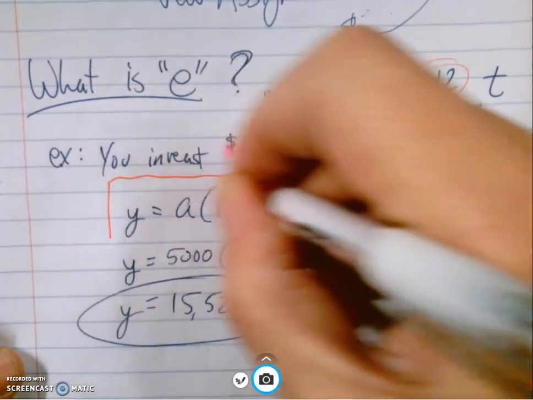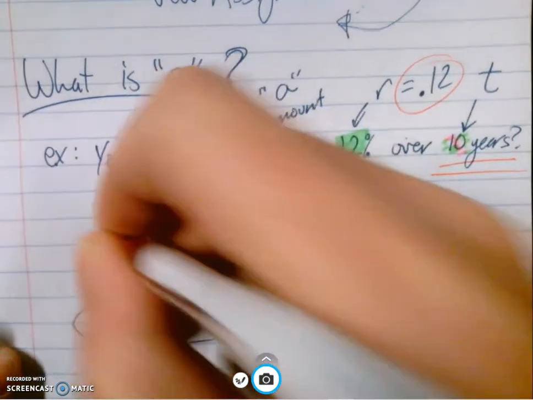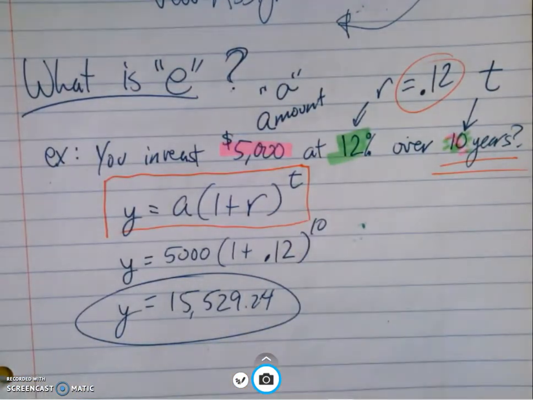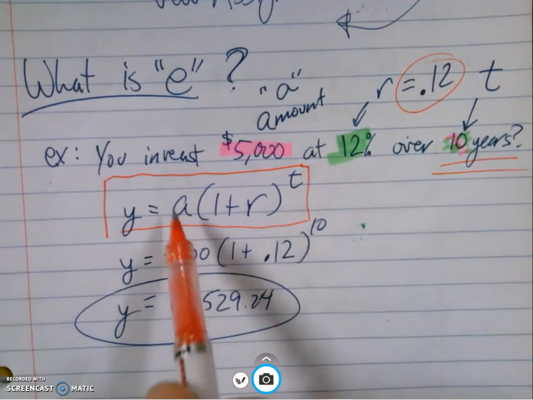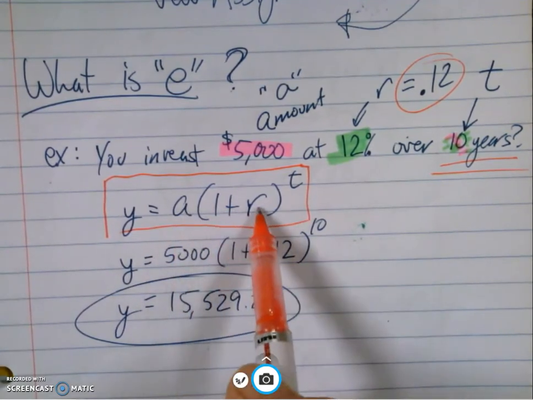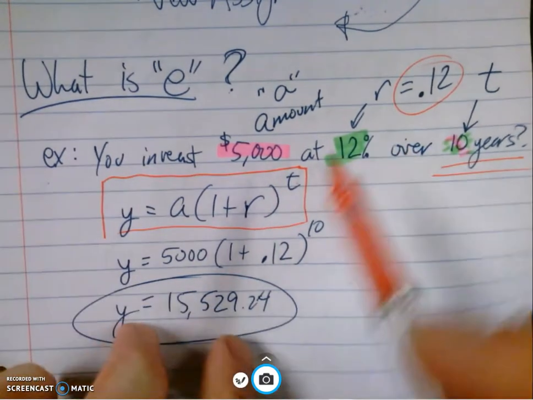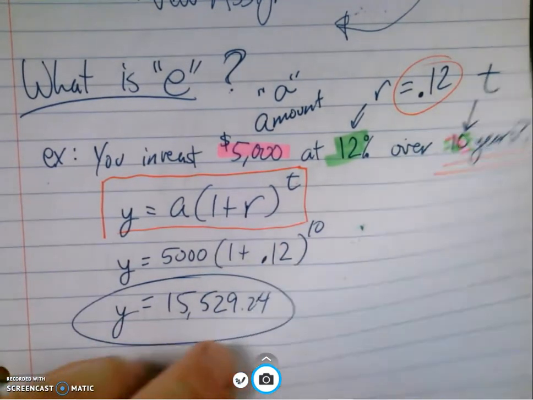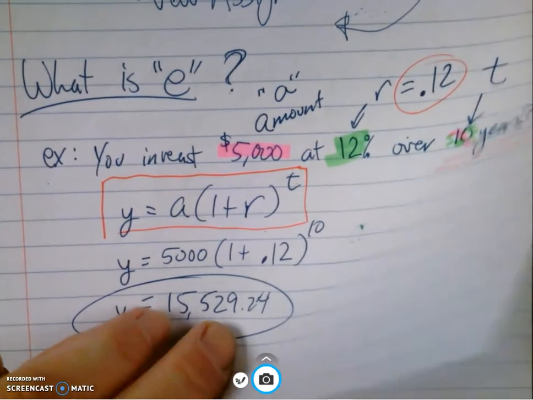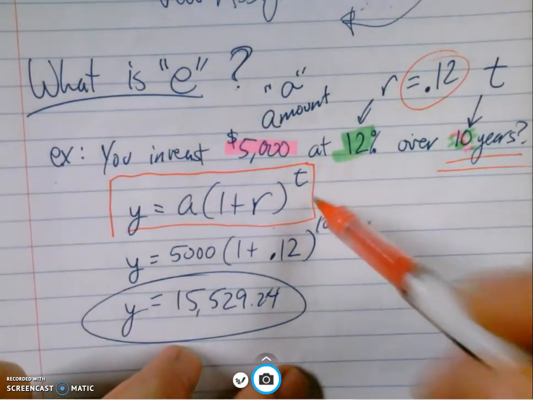We use this equation in Math 1. We used it in Math 2. We saw it again this year. But we're going to make this more advanced. So your starting amount, 1 plus your rate, which was 12%, and then over T years. And then at that point, you plug it in, and the calculator does the rest of the work. Not much to explain there. So you should be familiar with that equation.